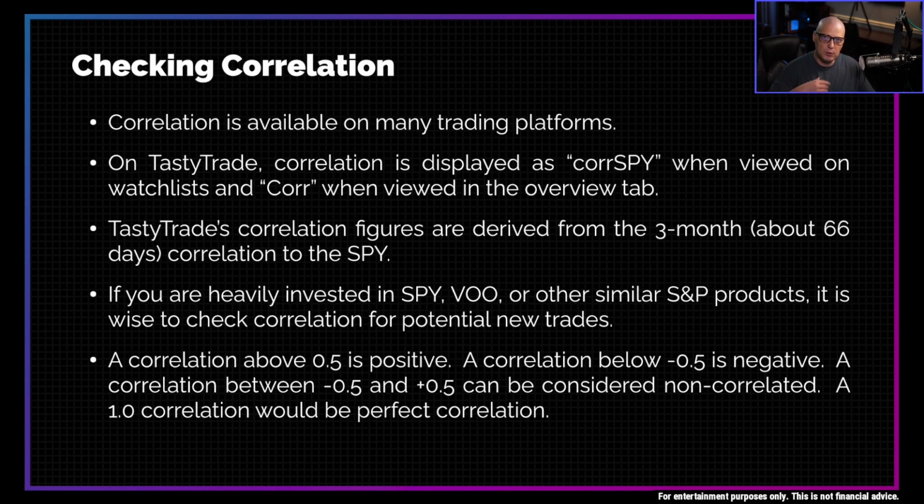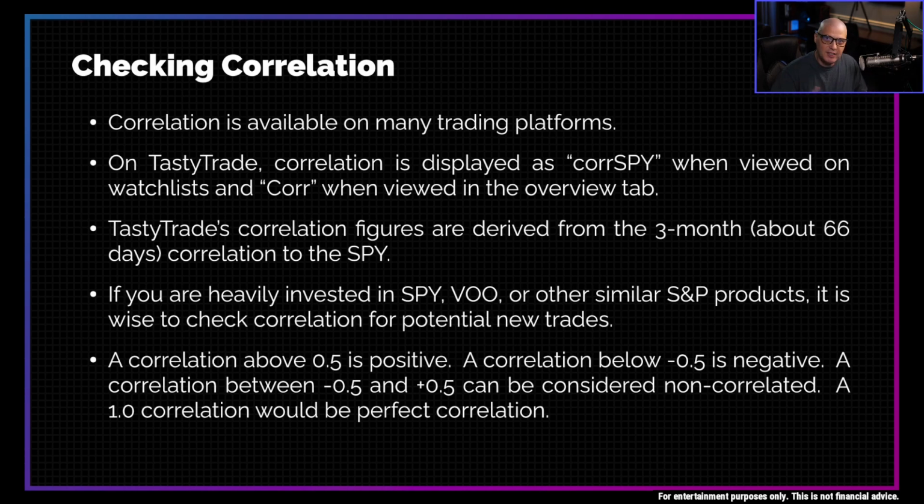A correlation below -0.5 would be a negative correlation, means it tends to go in the exact opposite as SPY. And a correlation somewhere in the middle, somewhere between -0.5 and +0.5, we can consider that to really be non-correlated, meaning those two products, the SPY and then whatever underlying we're taking a look at, they tend to not really go together. They just do their own thing.